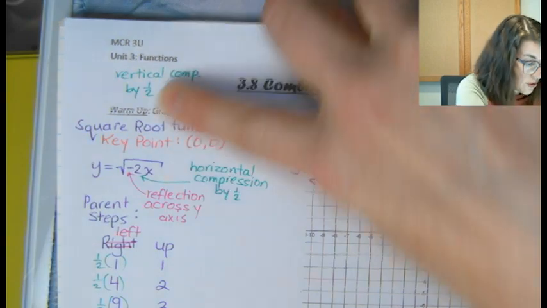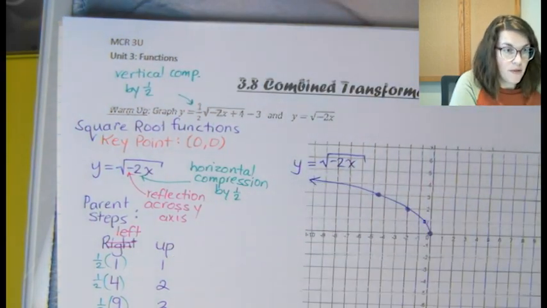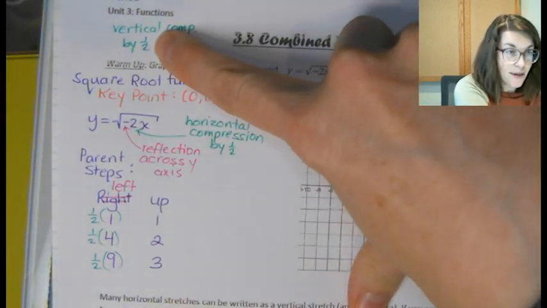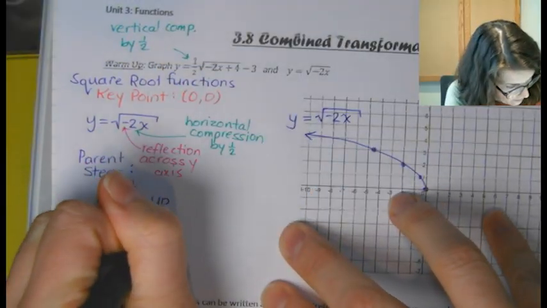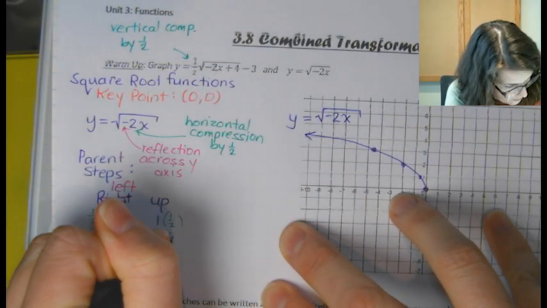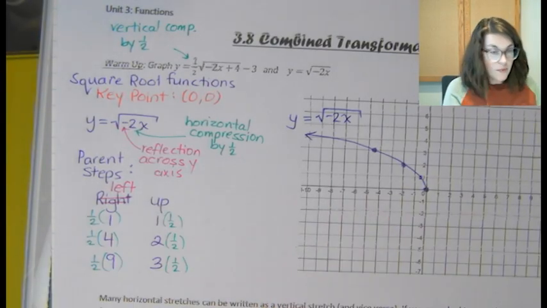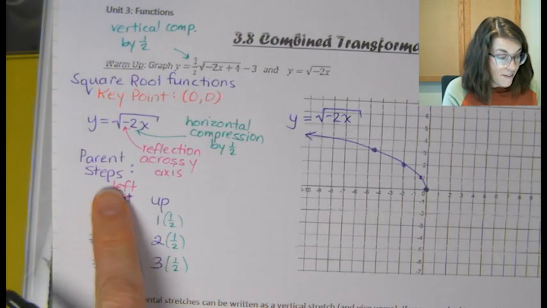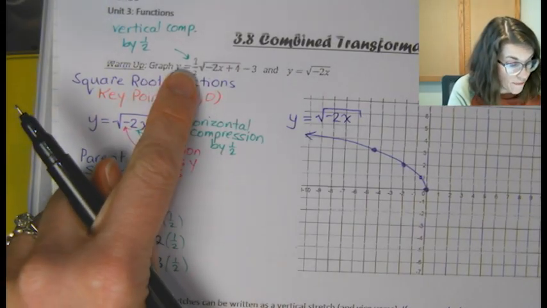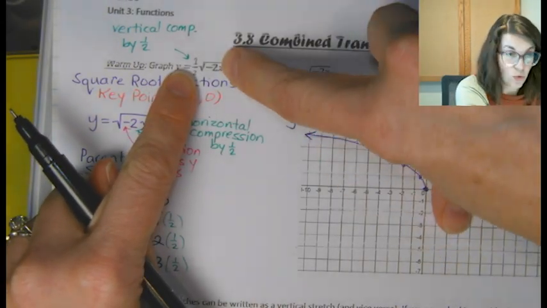So since it's vertical, I'm going to change my up-down. So I'm going to multiply all those up-down steps by a half. Okay? So now I have my step pattern that's taken into account my vertical compression and my horizontal compression.